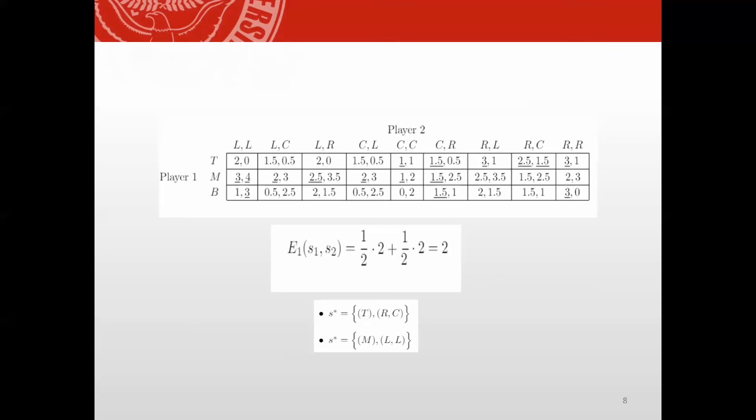I see. There are two Bayesian Nash equilibria in this game. The first Bayesian Nash equilibrium is (T, (R, C)). And the second Bayesian Nash equilibrium is (M, (L, L)).